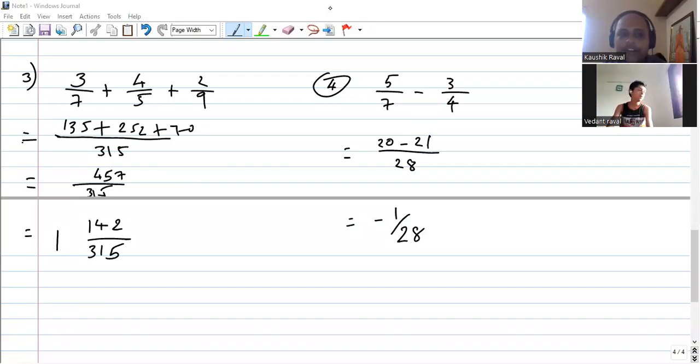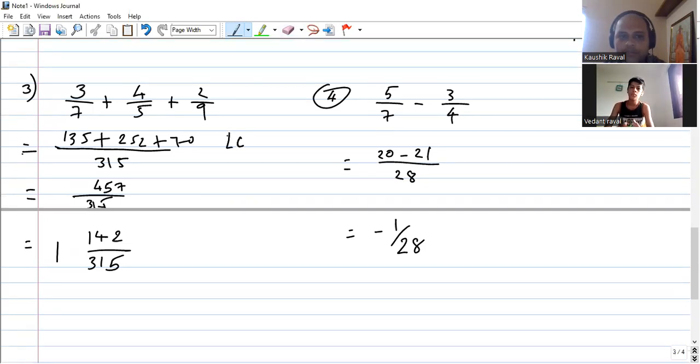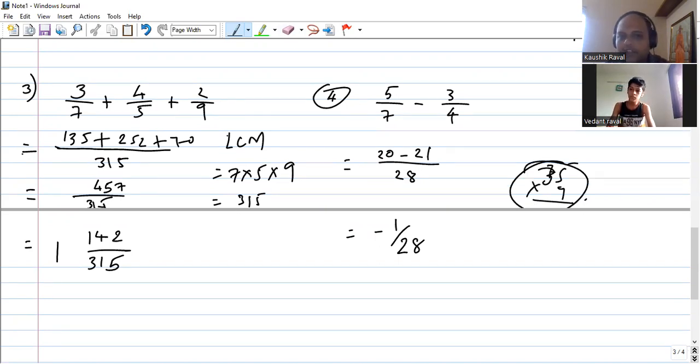How did we find the LCM? LCM is going to be 7 into 5 into 9, which is 315. How do I know that? Well, simple, because I did my tables well. 7 5s are 35, 35 9s are 315. If you don't know that, you will have to multiply it on the side. 7 5s are 35, that you already know. 35 9s you will have to multiply. So you get 315.